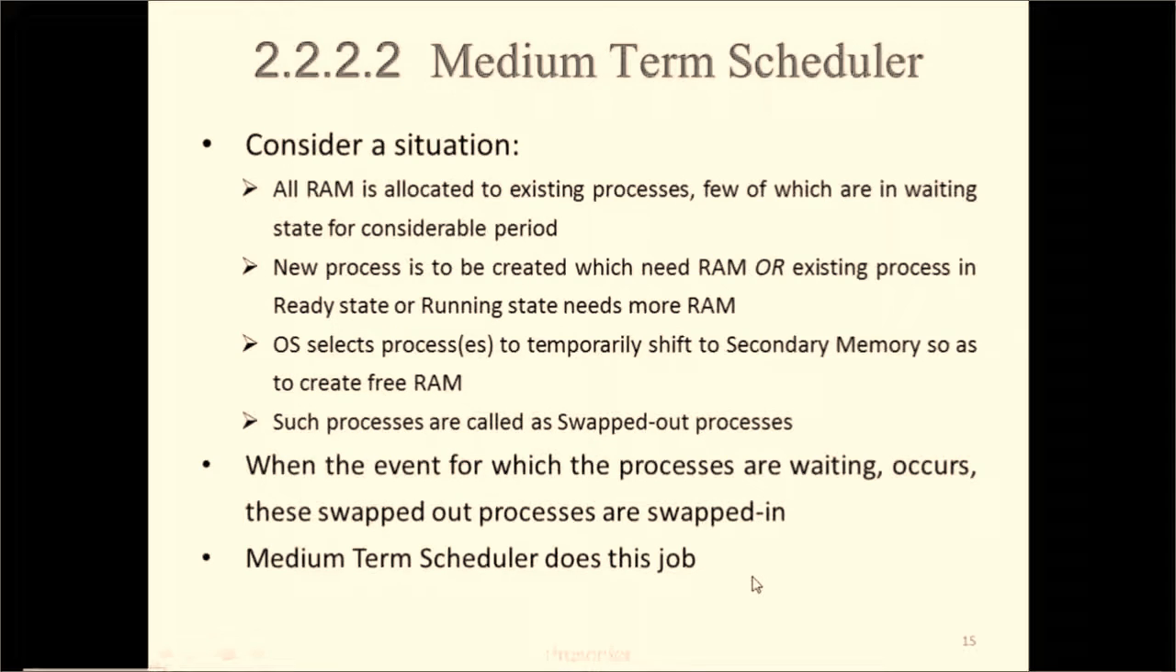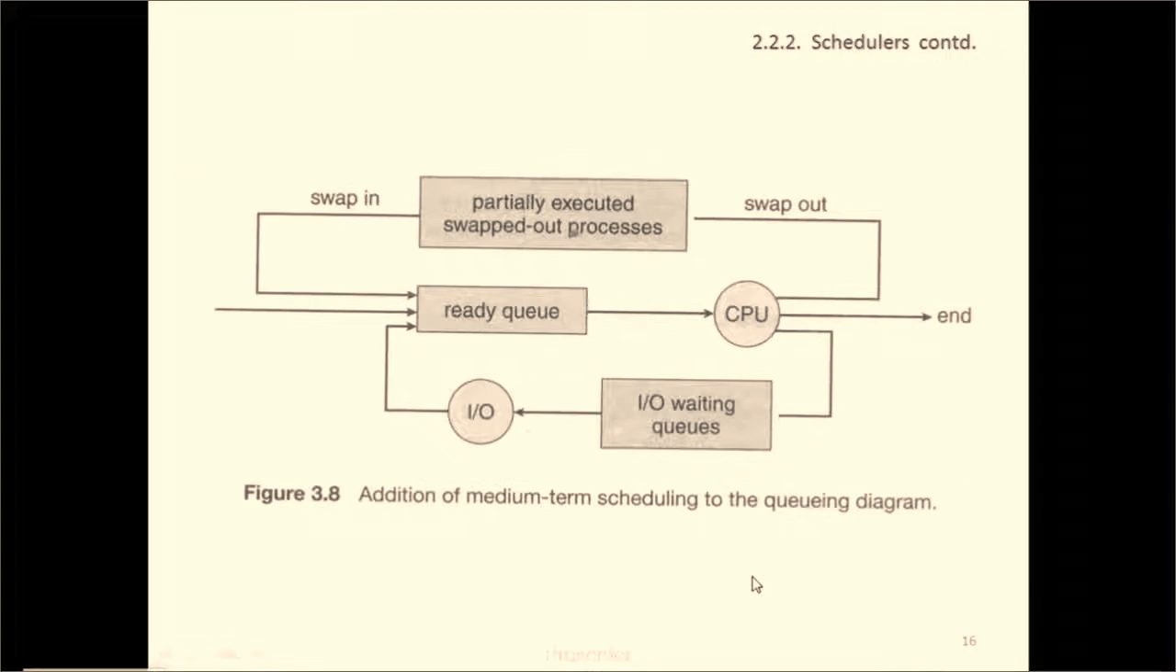Now third, obviously, okay, before we go for that, this is what happens. From the ready queue, a process goes into the CPU, and might go into the IO waiting queue. When IO completes, it goes back to the ready queue, or if it is waiting for a longer amount of time, the process may be swapped out onto the secondary storage, and when the event occurs, it might be swapped in. This is called swapping out a process and swapping in a process.